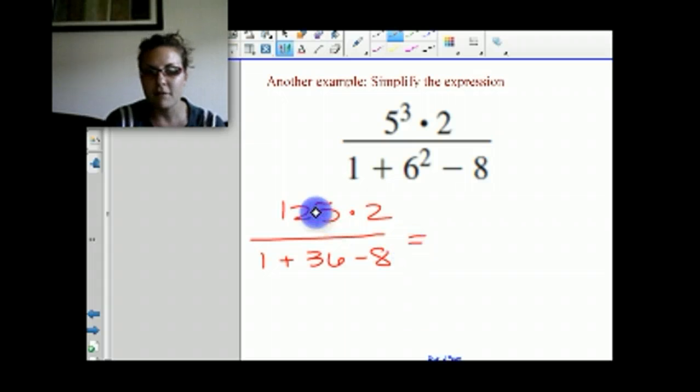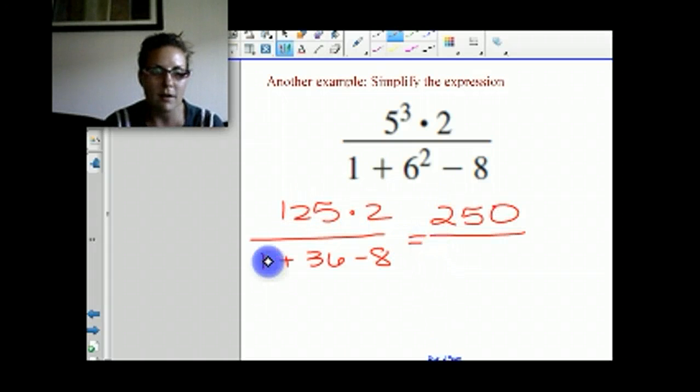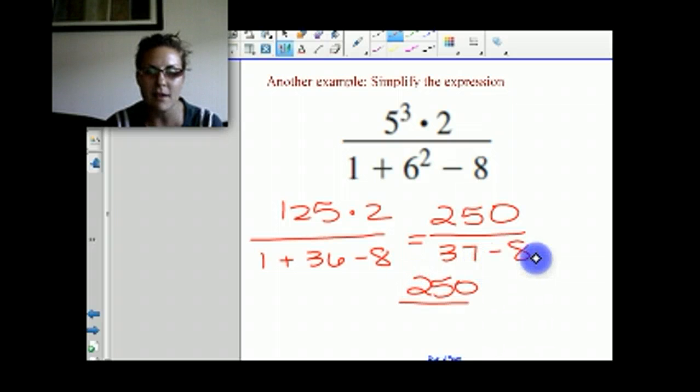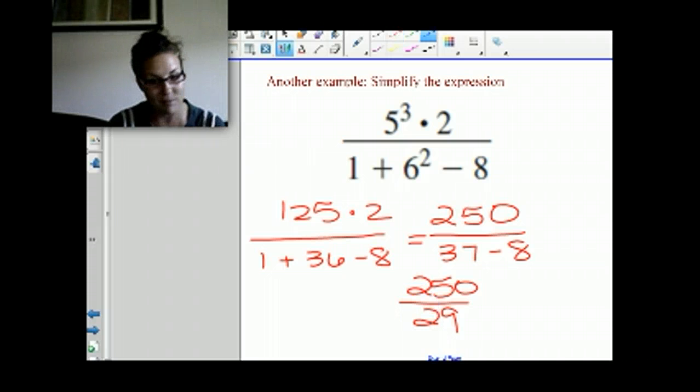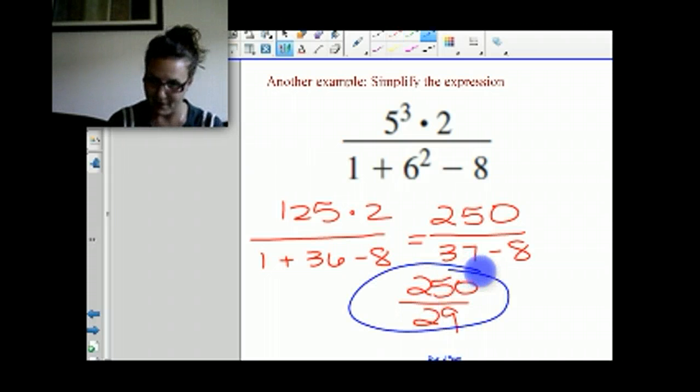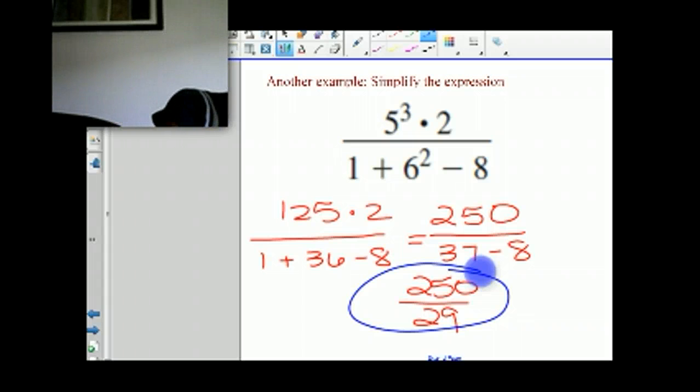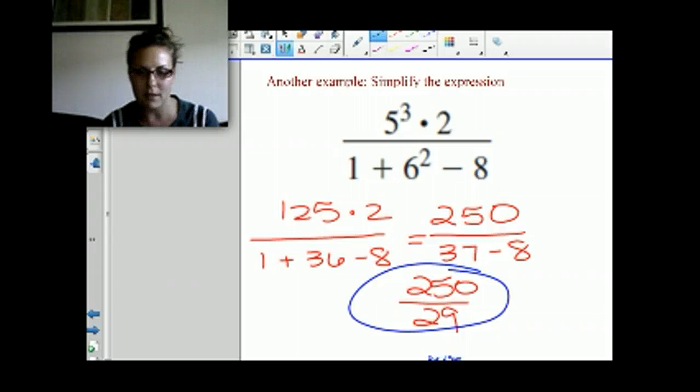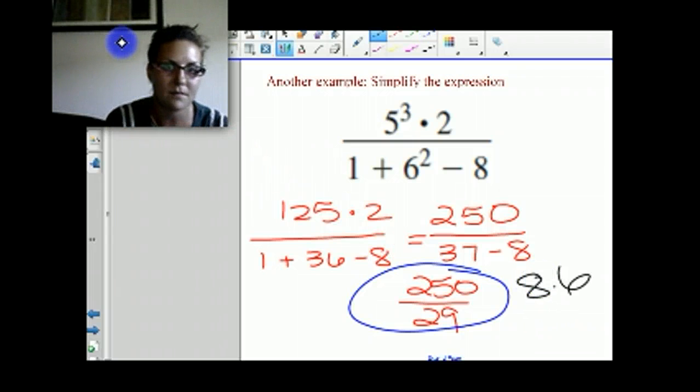Now 125 times 2 is 250. Over 1 plus 36 is 37 minus 8. 250 over 37 minus 8 gives me 29. That cannot be simplified, and that's our final answer. If you wanted a decimal, 250 divided by 29, I get 8.6, but that step to finding the decimal is unnecessary.